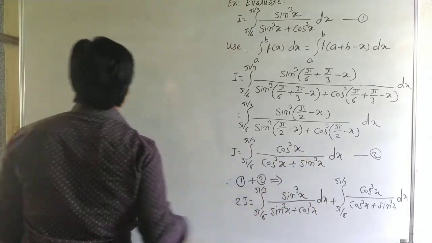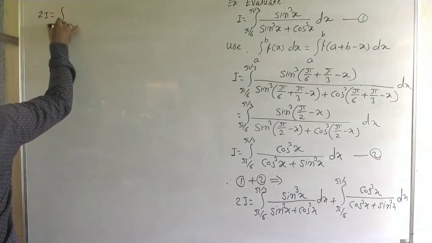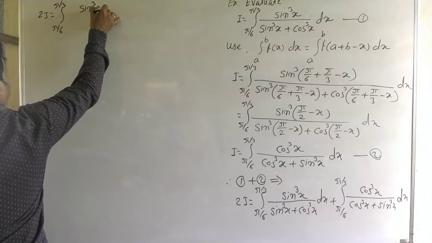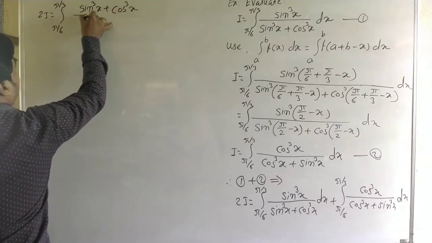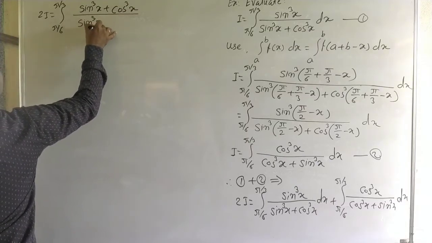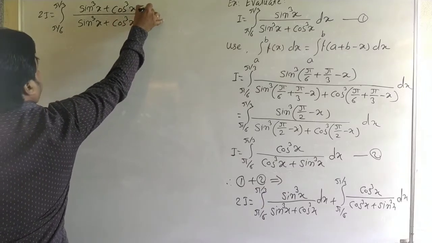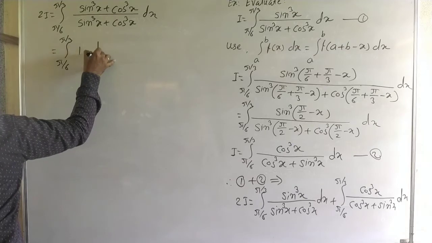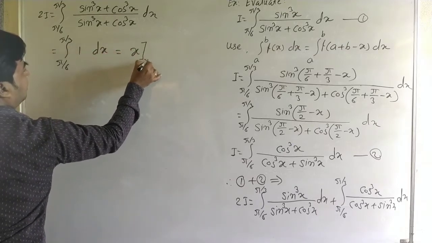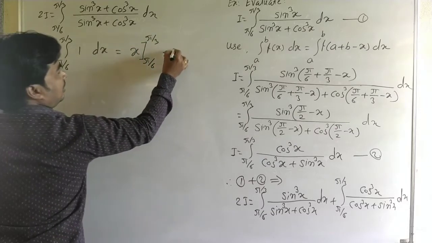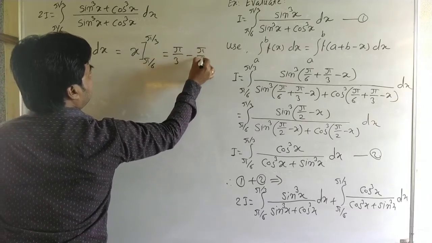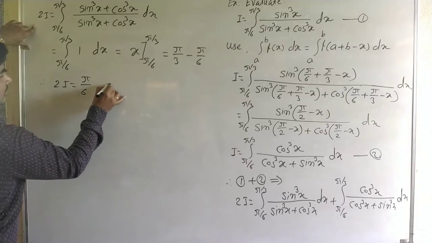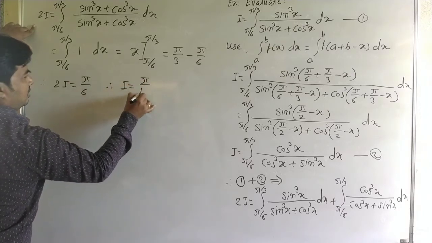So we combine the integrals. Here 2I is equal to integral pi by 6 to pi by 3 of sine cube x plus cos cube x upon sine cube x plus cos cube x dx, and it is 1. Then integral pi by 6 to pi by 3 of 1 dx is x with limits pi by 6 to pi by 3, that is pi by 3 minus pi by 6, upper limit minus lower limit. That is the value of 2I, so 2I is equal to pi by 6, and therefore I, the final answer, is pi by 12.